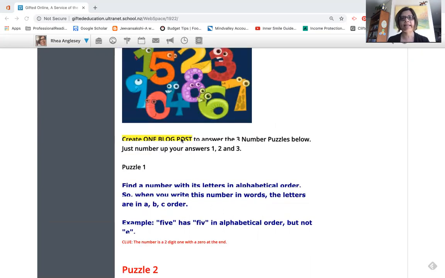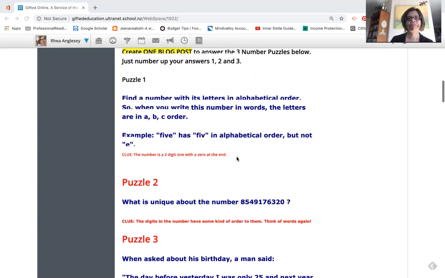But what is the activity? So here it goes. Create one blog post to answer the 3 number puzzles below. So you create one blog post, okay, not 3 separate ones. What you do in the blog post is you number them up. So you go 1 or puzzle 1 and write your answer. Then puzzle 2, write your answer. Puzzle 3, write your answer. All 3 in one blog post, okay?